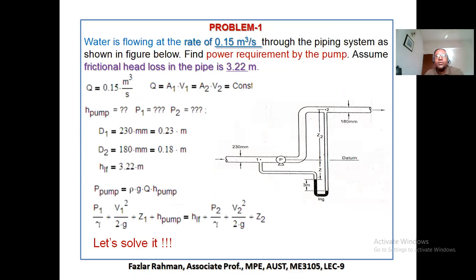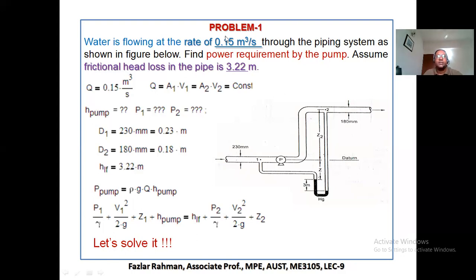Okay, now we can solve a problem. You see right over here is a pump. Say water is coming from a river or some other source, entering the pipe at point 1. The diameter of the pipe is given as 230 millimeter. Then a pump adds energy, and the water goes through a certain height, Z2. They are not saying how much Z2 is. Then the water leaves through the outlet.